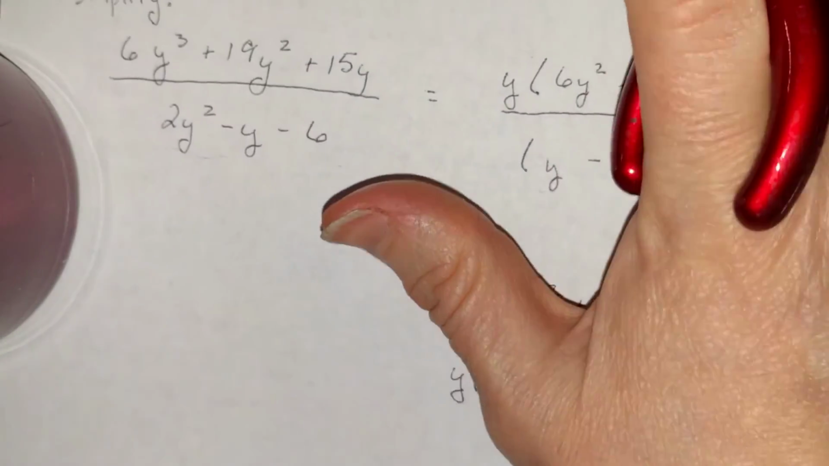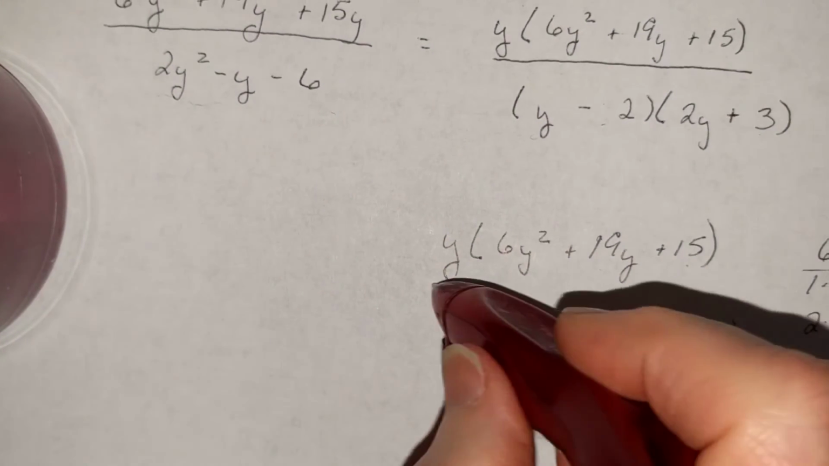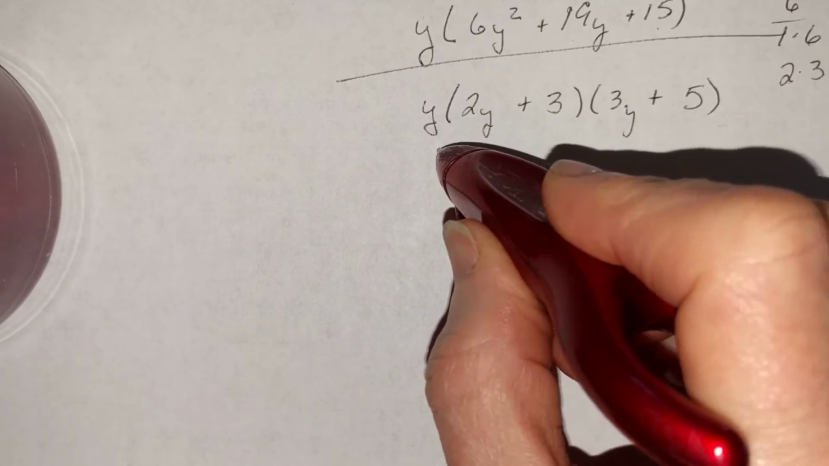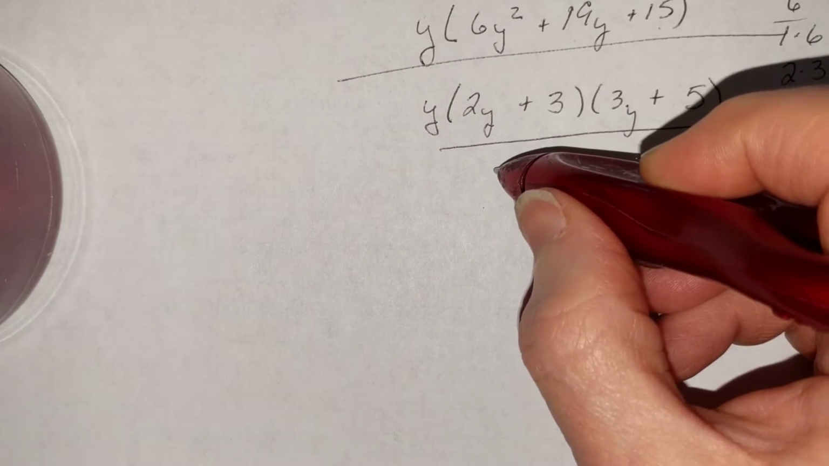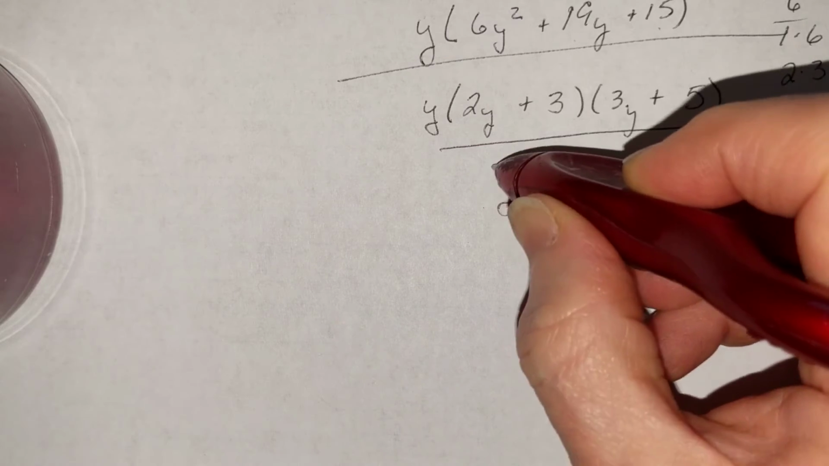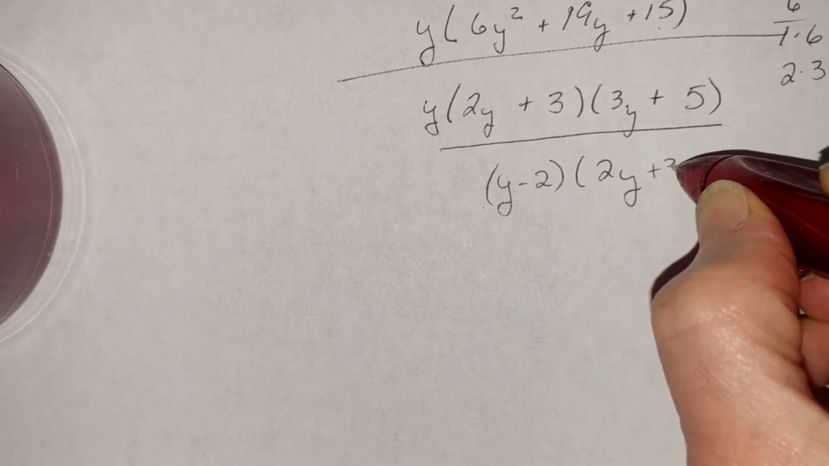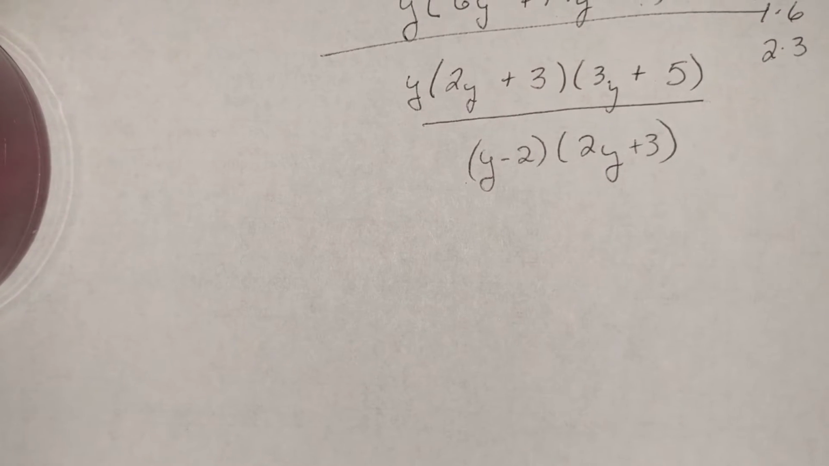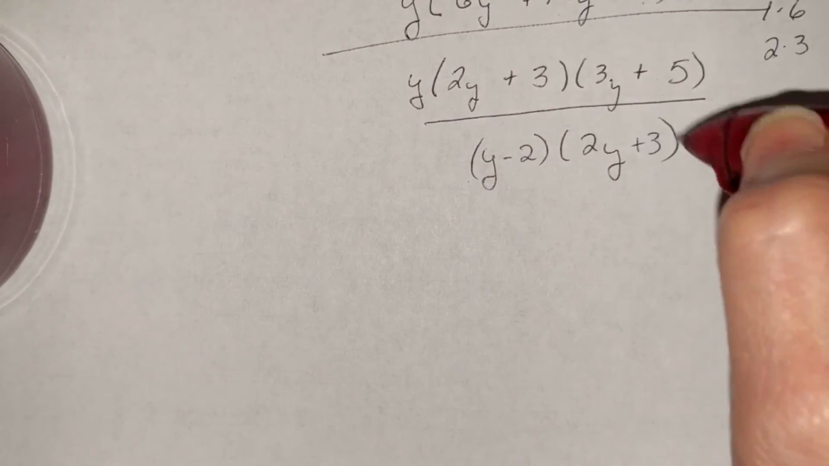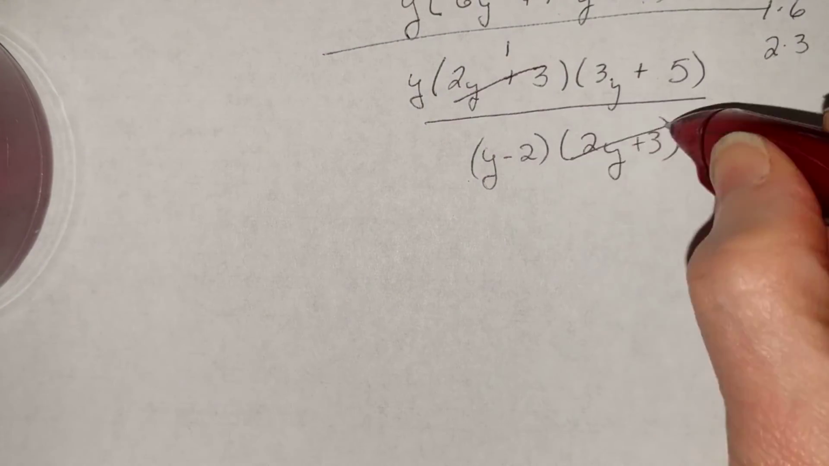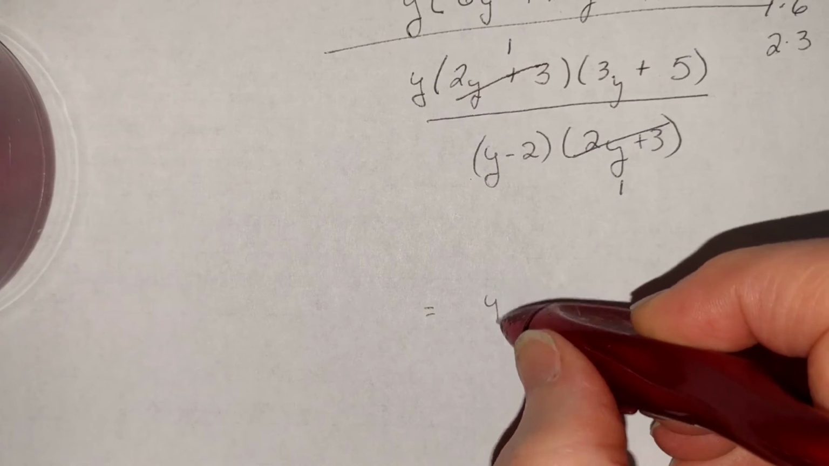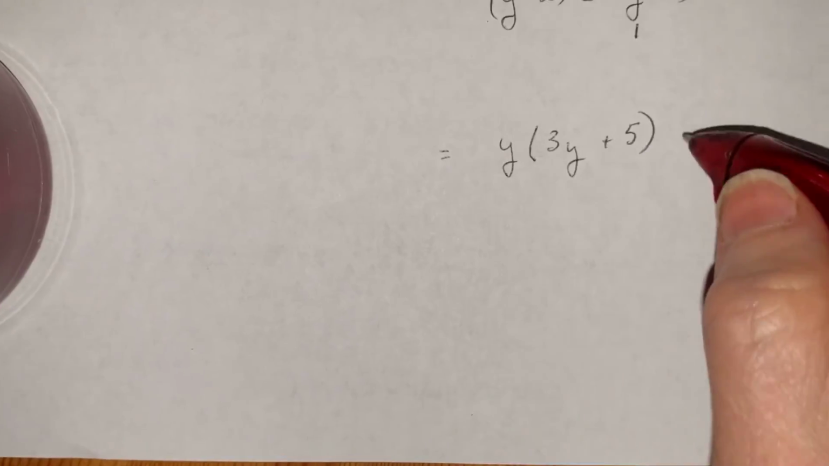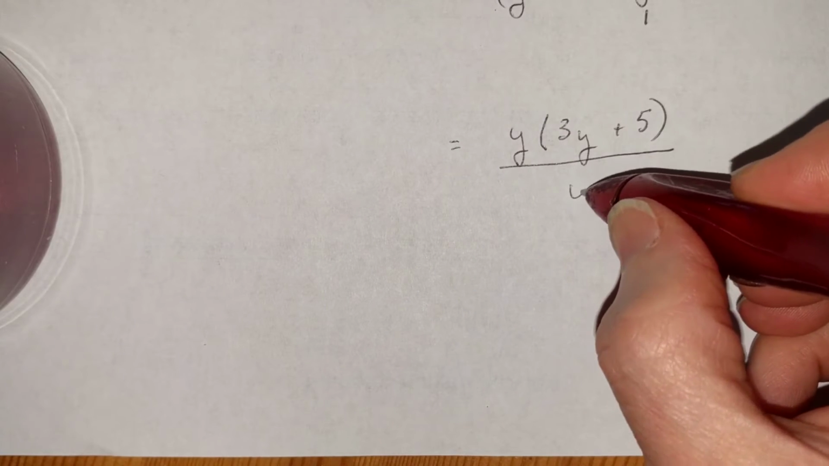So I'm just going to write my denominator down under my factored numerator here. I get y minus 2 times 2y plus 3. I can now simplify by factoring out common factors, which is going to be 2y plus 3. And I'm going to have y times 3y plus 5 over y minus 2.